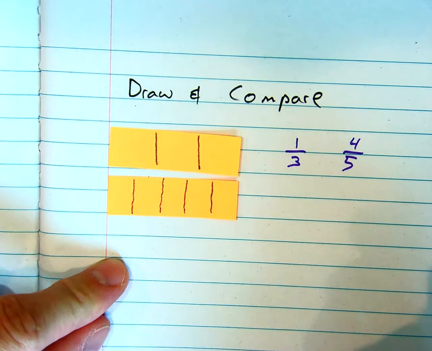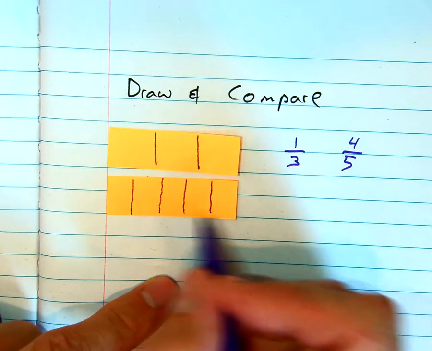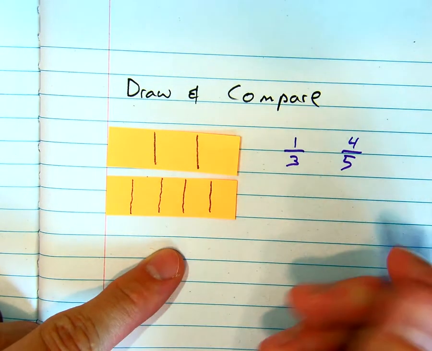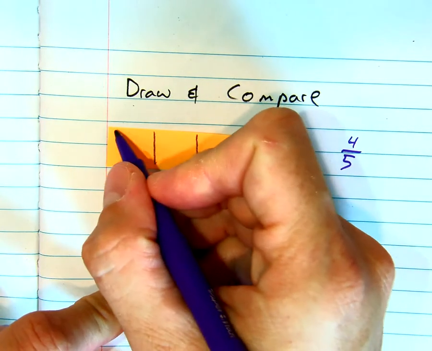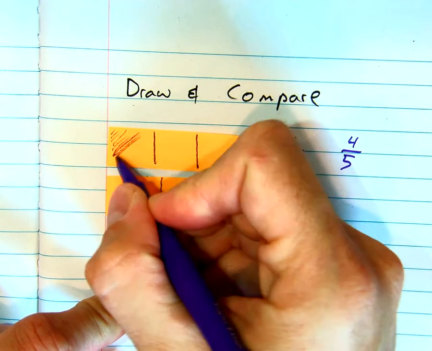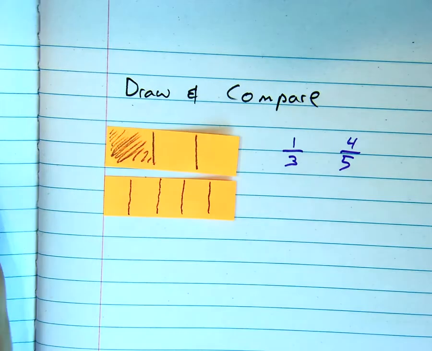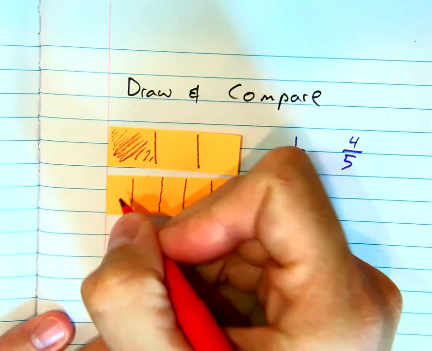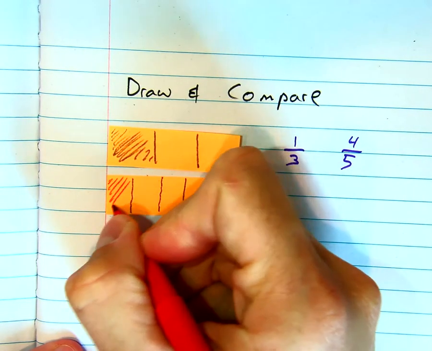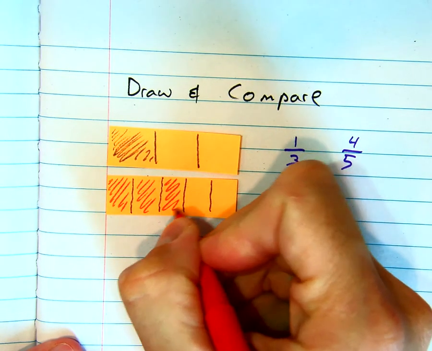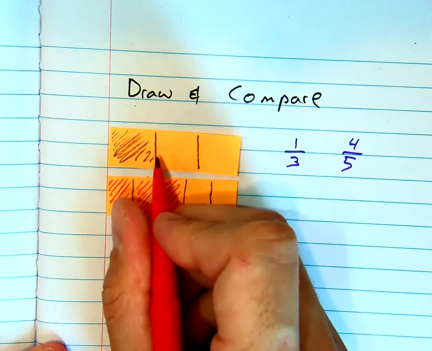You could be using your ruler to help you get equivalent spacing. Let's see, if I've got 1/3 shaded, I'm going to get to about here. If I have 4/5, I'm going to go 1/5, 2/5, 3/5, and already at 3/5, I am bigger than that 1/3.